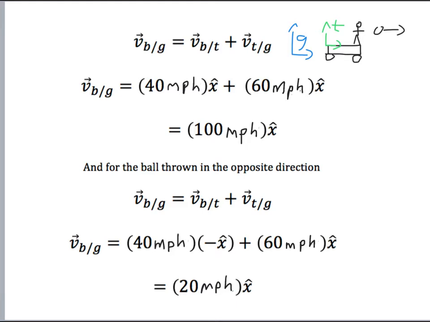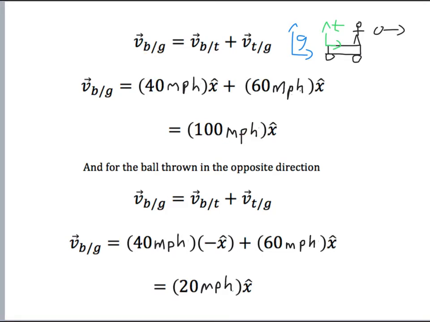And we can see from the picture that both are moving in the x direction. The x direction of both coordinate systems are lined up. So both of these guys are going in the x direction. And so we can say that the velocity is 40 miles per hour in the x-hat direction plus 60 miles per hour in the x-hat direction again. And so we can simply add together those velocities. And so the velocity of the ball relative to the ground is going to be 100 miles per hour.